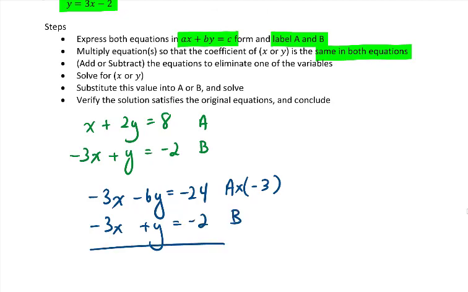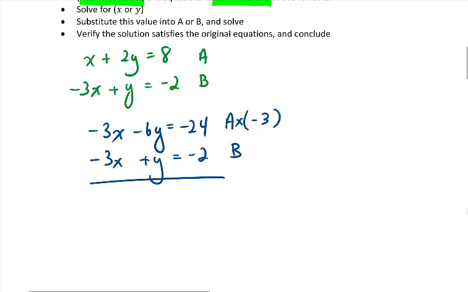And then I need to decide, do I add or subtract these equations to eliminate one of the variables? Well, if you look at it, since the coefficient in front of x is the same, I will need to subtract the two equations, and I'll show you why. If I have negative 3x and I minus a negative 3x, I get negative 3 minus negative 3, which is the same thing as negative 3 plus 3, which is the same thing as 0. So here I end up with a 0x. We don't need to write that, we can just leave it blank.